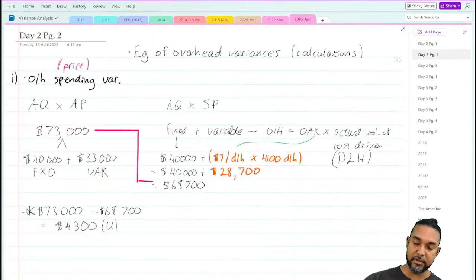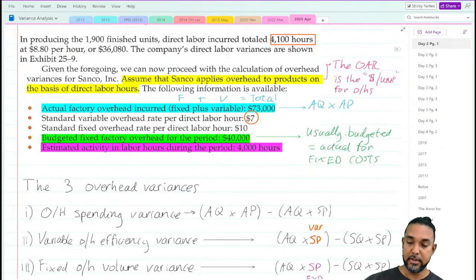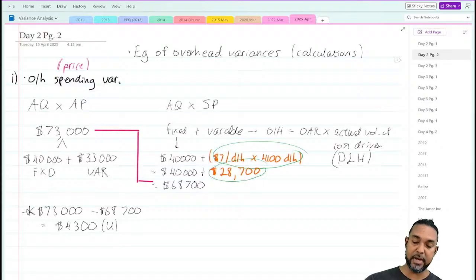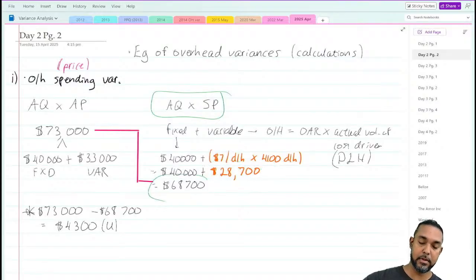So that's your $7 here, and the actual volume of the cost driver. They told us on the top right-hand side that the direct labor incurred totals 4,100 hours. That's how many labor hours you multiply by to apply the overheads. 41 by 7 is 28,700. Add it to 40,000, you get 68,700. So this 68,700 is the middle term.